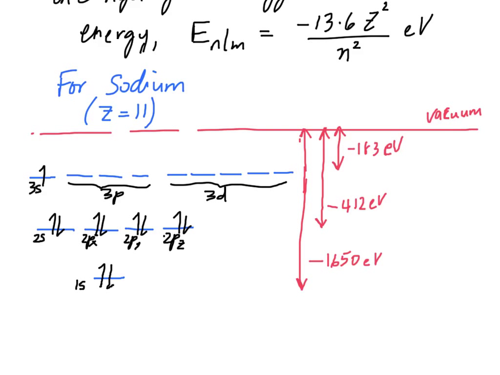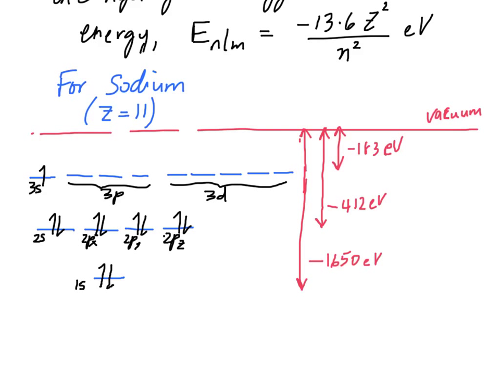So the 1s level is at an energy of minus 1650 eV with respect to the vacuum level, meaning you need to supply that much energy, which is, by the way, a huge amount of energy, to knock out an electron from the 1s level, the core level of sodium, and pull it out to vacuum. Likewise, the 2s, 2px, 2py, 2pz levels are at an energy of 412 eV below the vacuum level, and the 3s level is at an energy of 183 eV below the vacuum level. We have merely used the formula up above, minus 13.6 Z squared over n squared.